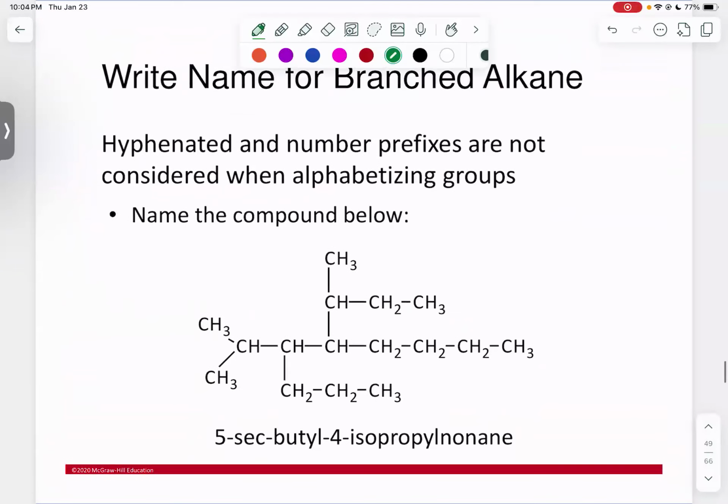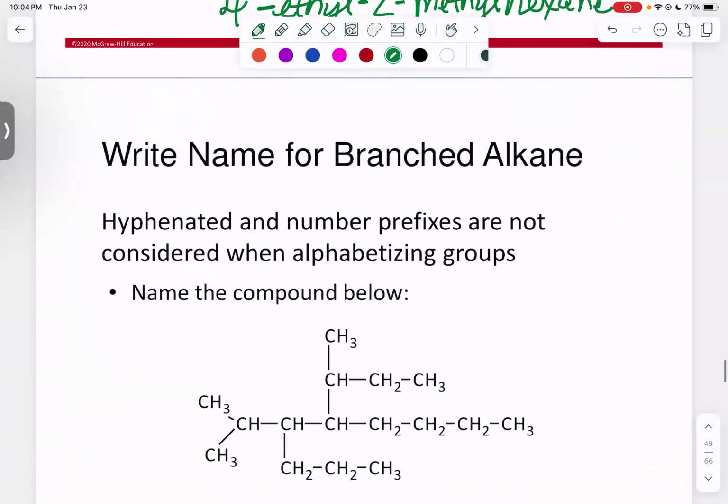So this one is a little bit trickier. Go ahead and pause it and try to name it on your own. All right, so I'm going to assume that you've tried to name it. If I look at this, I'm going to look for my longest continuous chain. And to me, this is a long part, so that's a really good place to start.